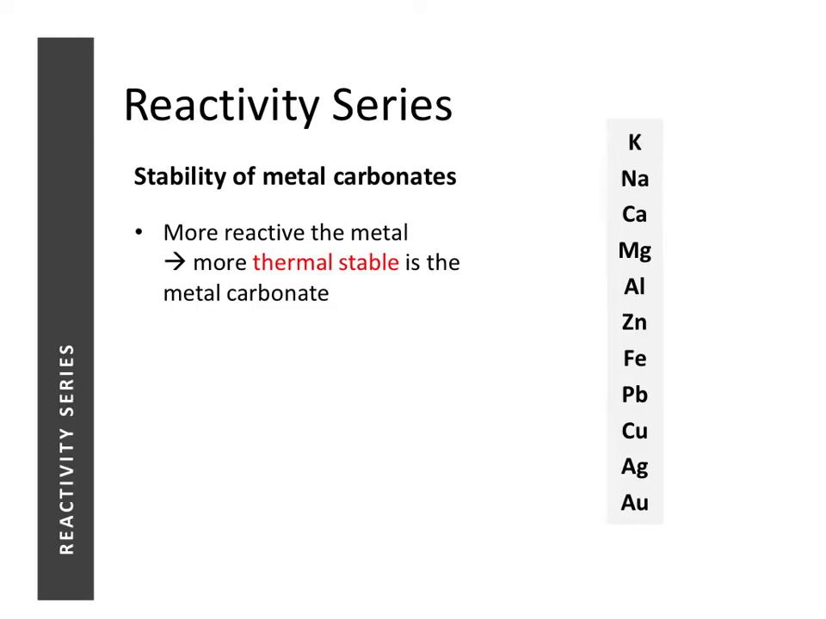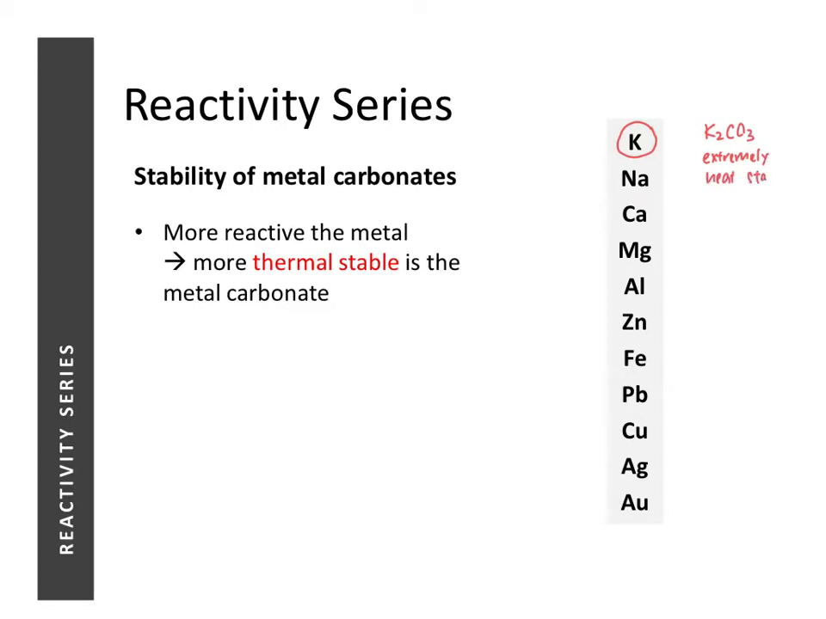So back to the reactivity series. What can we use the reactivity series for? It is to predict whether a metal carbonate will decompose, will be broken down by heat. And the rule is this: the more reactive the metal, the more stable is the metal carbonate towards heating. Alright, so what does it mean when we say that the metal carbonate is more stable? For example, potassium. Potassium is a very reactive metal. So potassium carbonate is extremely heat stable.